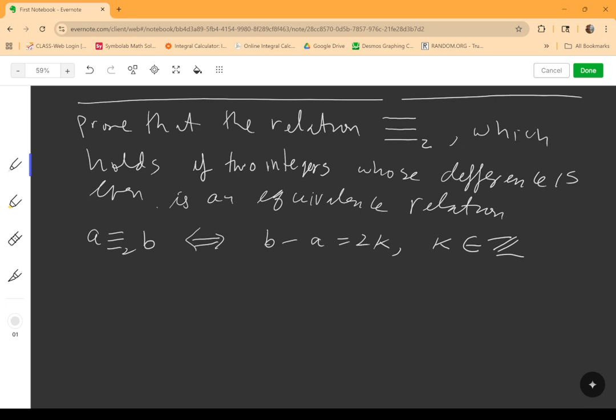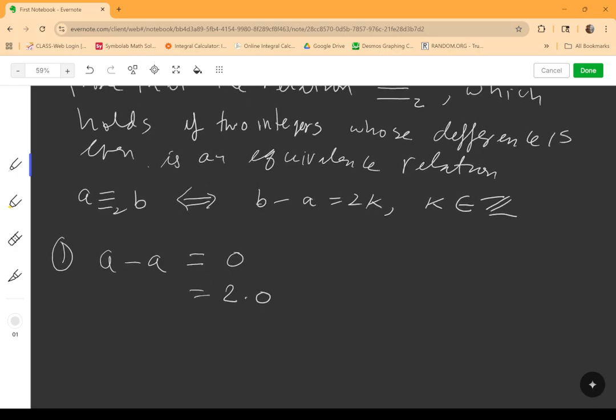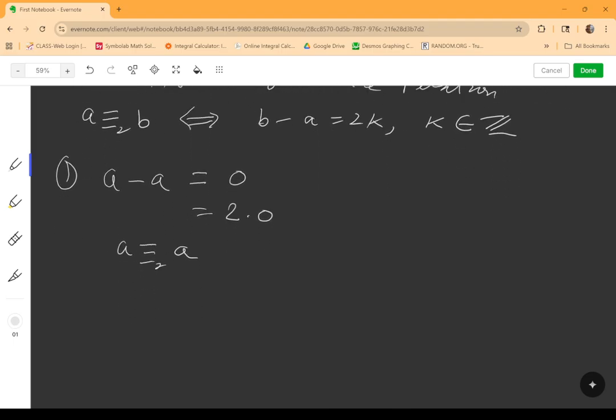Here, let's say A minus A is equal to 0, or you can think of it as 2 times 0. 0 is an integer, so in this case k is 0. So it is reflexive; this is true.